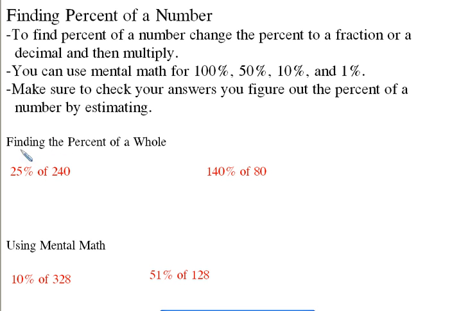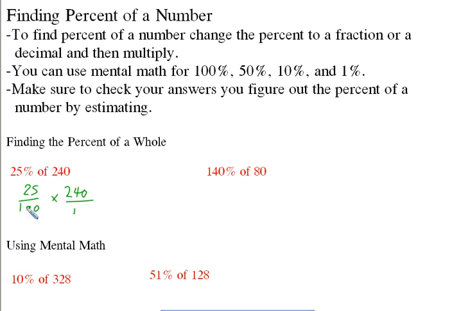So here we go, finding the percent of a whole. 25% of 240. So all I'm going to do is, well, 25%, that's 25 over 100. I know that that's a quarter, but I'm going to do this the long way just in case it isn't a quarter. 240. Remember, 240 is just 240 over 1.